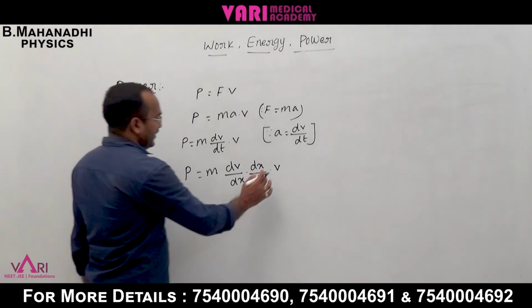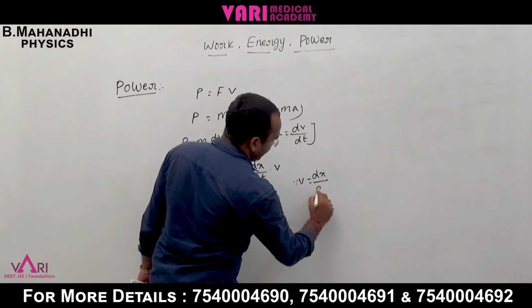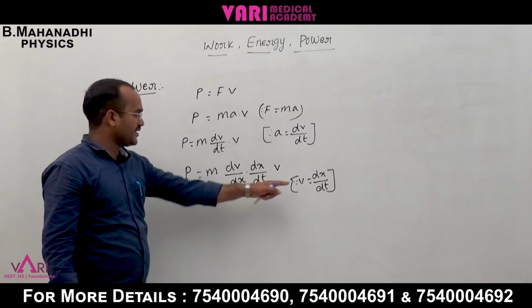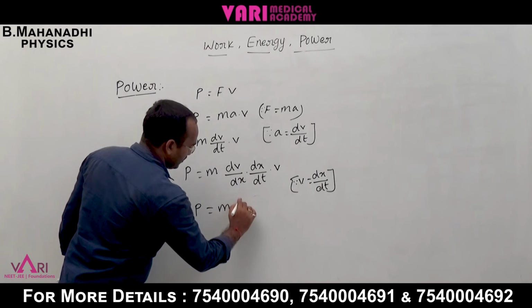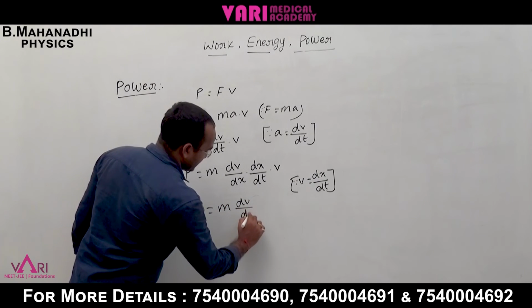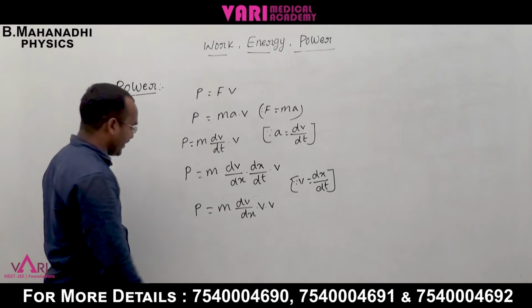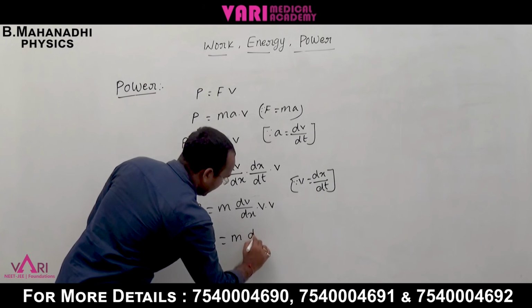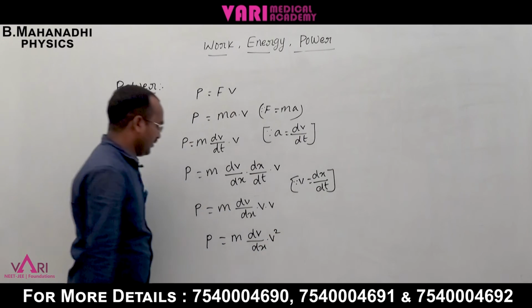Now velocity is dx by dt. Replacing dx by dt with velocity, p equals m dv by dx into v into v. So p equals m dv by dx into v square.